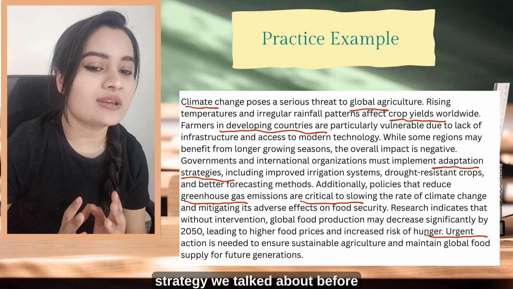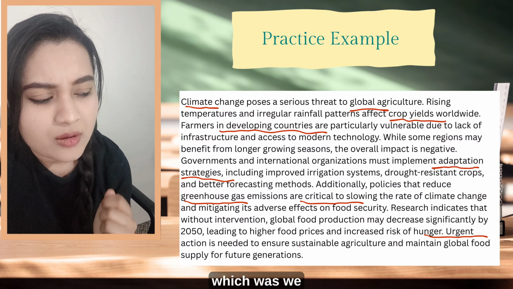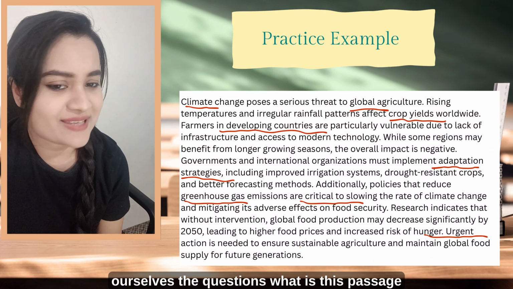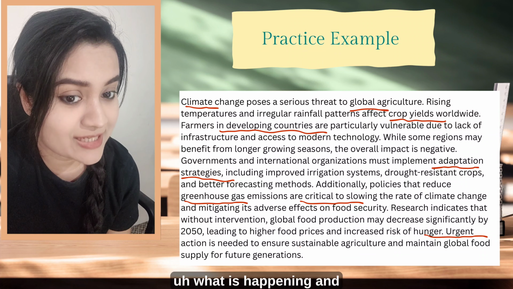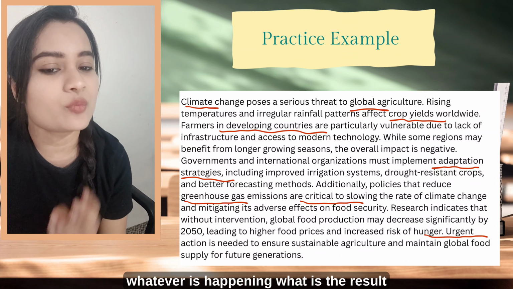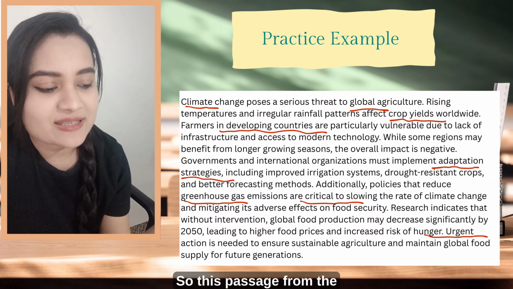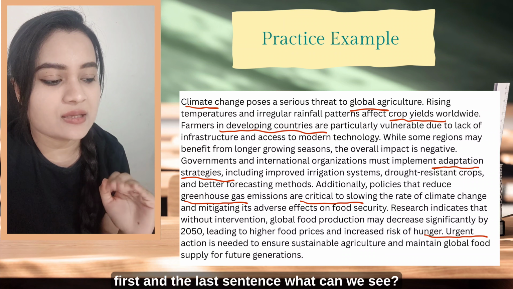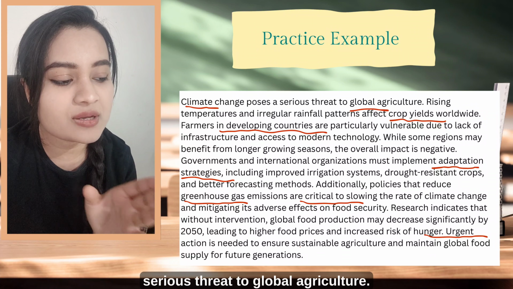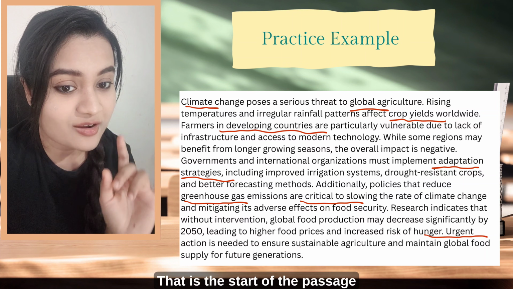Let's go to the strategy we talked about before, which was we need to ask ourselves the questions. What is this passage about, right? What is happening? And whatever is happening, what is the result of that? So this passage, from the first and the last sentence, what can we see? Climate change poses a serious threat to global agriculture. That is the start of the passage.